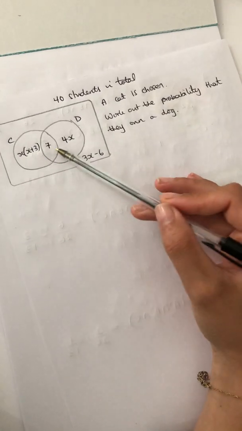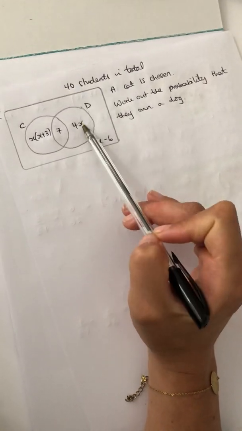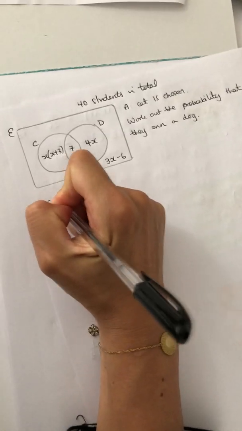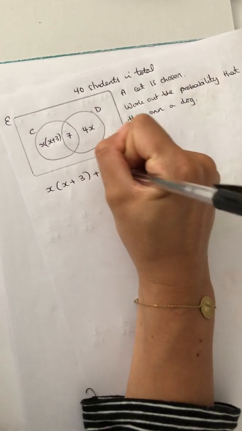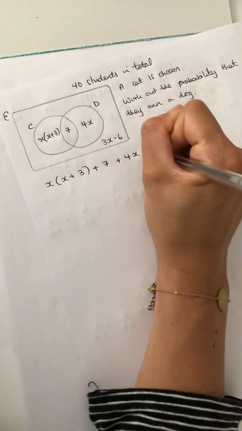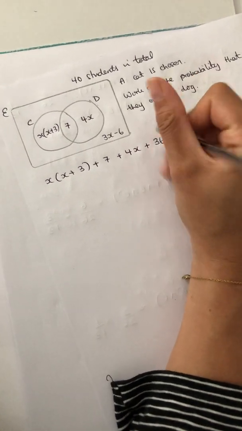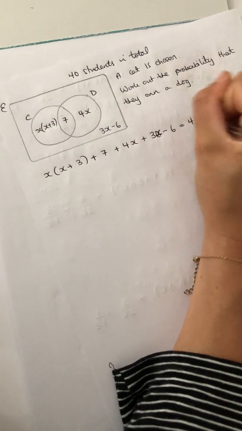But first of all, we've got algebra involved. We need to work out what the value of x is. Now, if the total amount of students is 40, then all these terms are going to add up to 40. So if we write our own equation, you've got x times (x plus 3) plus 7 plus 4x plus (3x minus 6) equals 40.